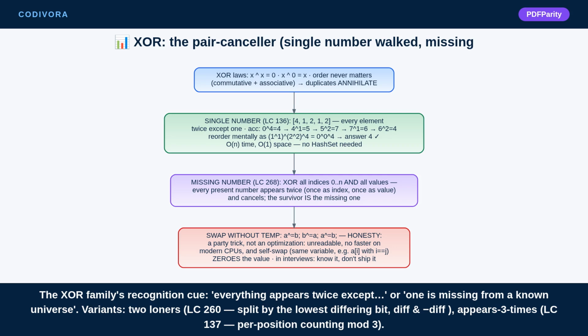The XOR family's recognition cue. Everything appears twice except one, or one is missing from a known universe. Variance: 2 loners, LC260, split by the lowest differing bit, diff and minus diff. Appears 3 times, LC137, per position counting mod 3.